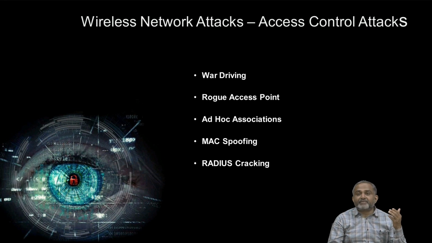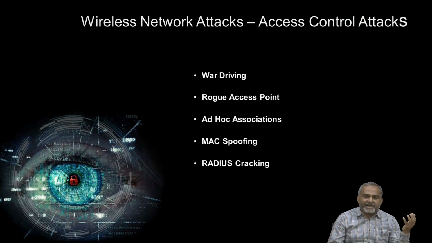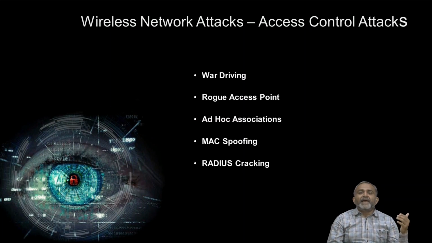The wireless network attacks are increasing, and the common attacks we can categorize as access attacks and integrity attacks. So first of all, we will discuss the access control attacks. There are various kinds of access control attacks, like war driving, rogue access point, ad hoc association, MAC spoofing, and RADIUS cracking. So first of all, what is war driving?